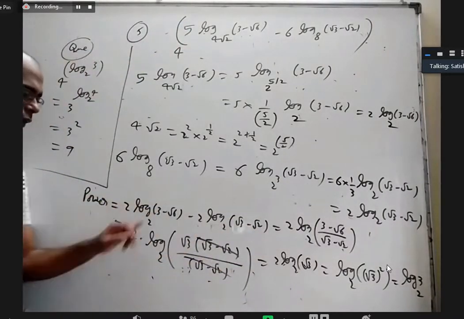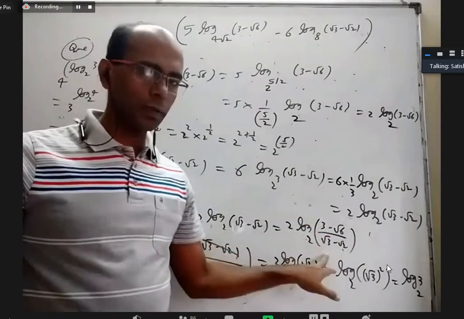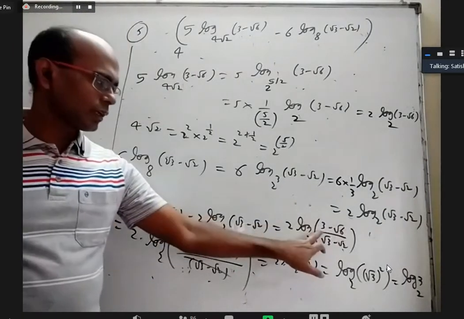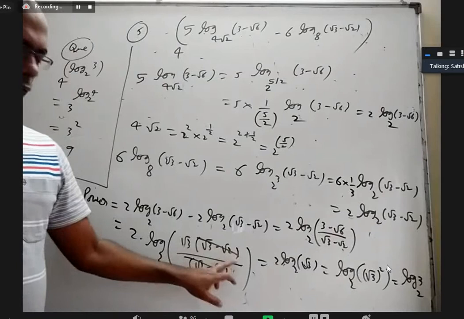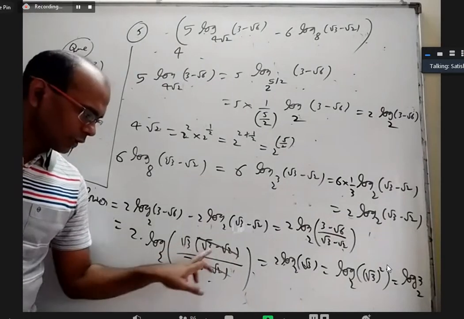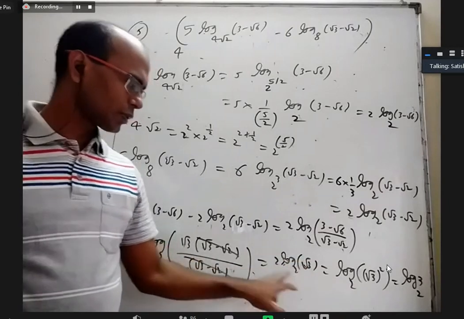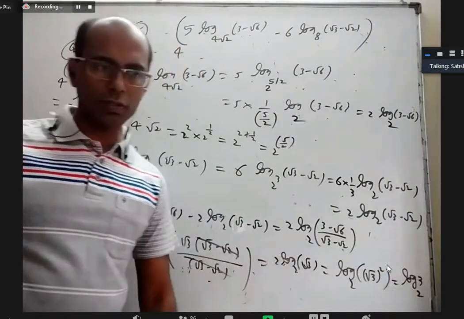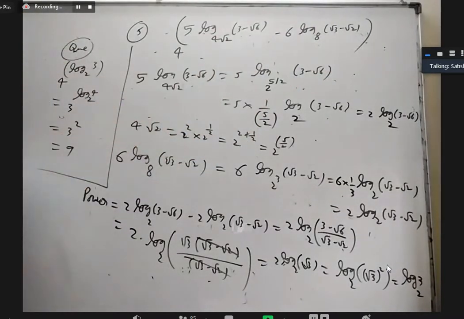I took 2 common. Log A minus log B. Formula is log A by B. In the numerator, I can take a root 3 common. This 3 can be written as root 3 into root 3. This root 6 can be written as root 3 into root 2. I took root 3 common. Then the denominator got cancelled. I got simply root 3. 2 into log root 3 base 2. This 2 I can make it power here. That is root 3 whole square, which is log 3 base 2. So finally, this whole power became log 3 base 2.